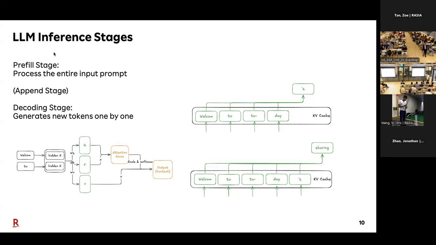And then, once you have the caches of the context, you move to the decoding stage, which generates new tokens one by one. It's like when you have "welcome to today", it generates "'s", and then you have the caches for that, you put them into your memory, and then you generate the next one, "sharing". Welcome to today's sharing. There is actually another stage called the append stage, which you might come across in some inference systems, but we are not going to cover it today.